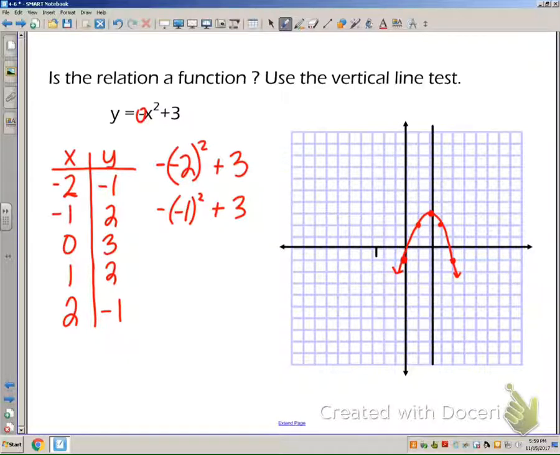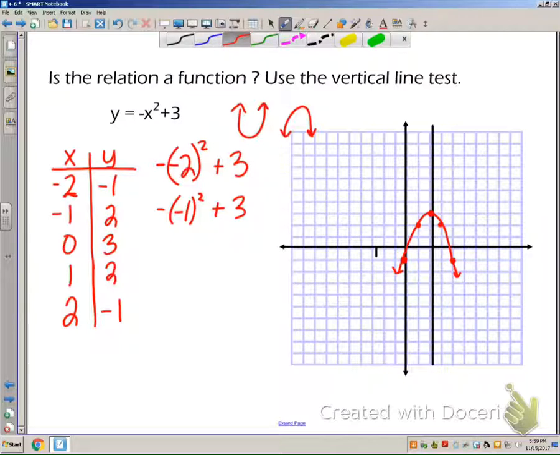I knew that this would be a parabola. That's what the U-shaped graphs are called, this way or this way. I knew it should be a parabola because it is a quadratic function. There's that squared value in there. The other thing I knew is that it should be an upside down parabola because of this negative out here.